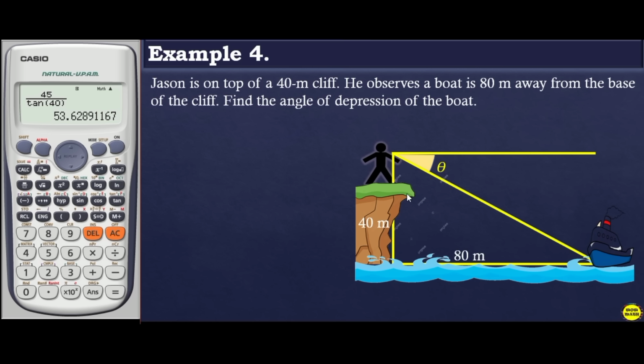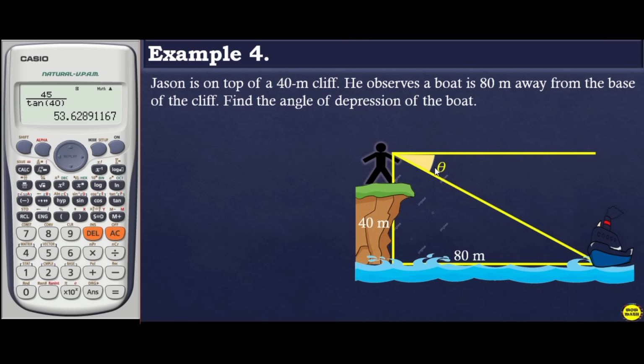So, ito siya. So, this is the height of the cliff, which is 40 meters. And then, this is the distance of the boat from the cliff, which is 80 meters from the base of the cliff. Find the angle of depression of the boat. So, ito po ang pinapahanap sa atin.